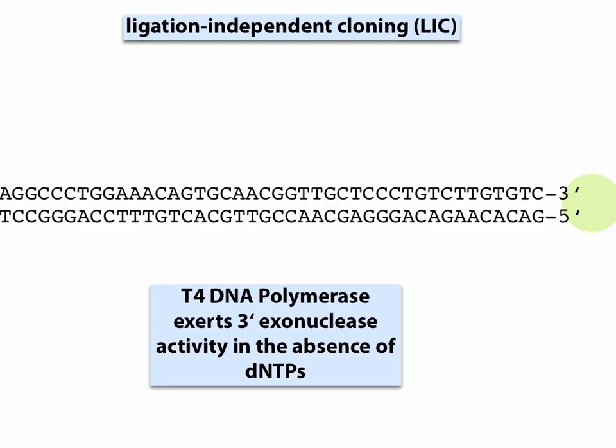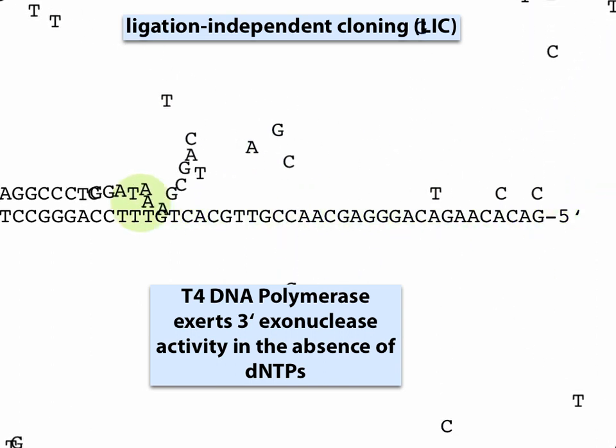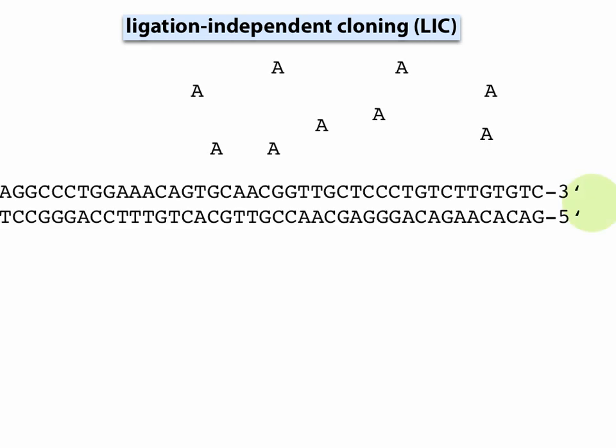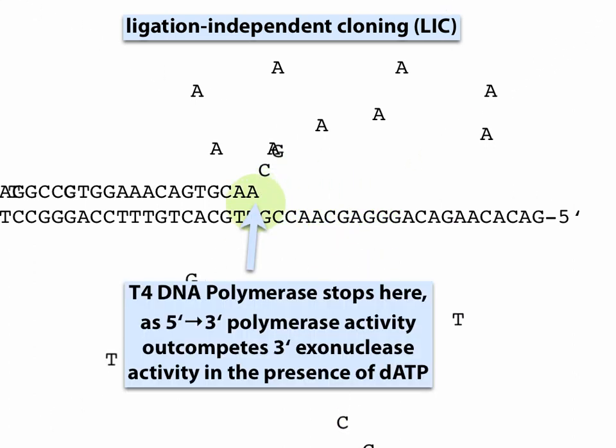Our technique makes use of T4 DNA polymerase, which exerts 3' to 5' exonuclease activity on a DNA molecule in the absence of deoxynucleotide triphosphates. In the presence of dNTPs, however, the enzyme's exonuclease activity is outcompeted by its polymerase activity.